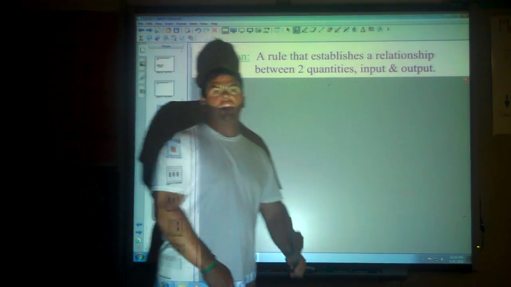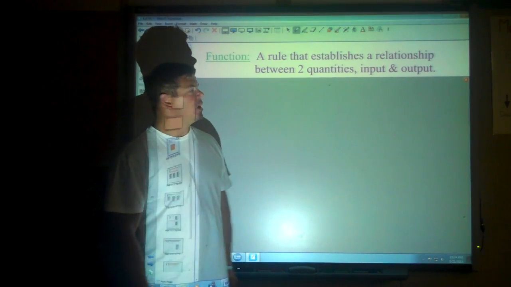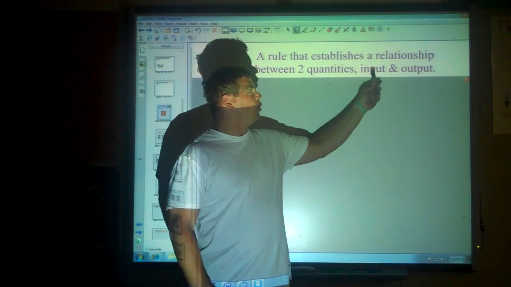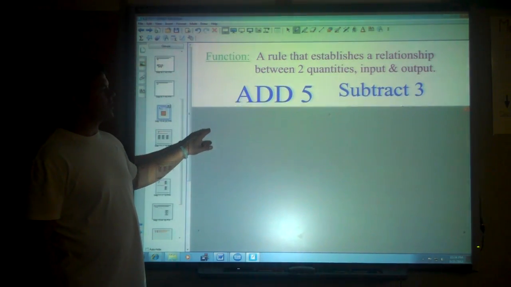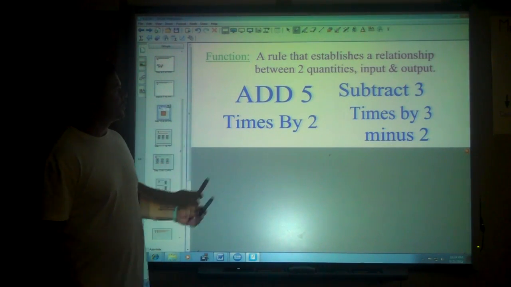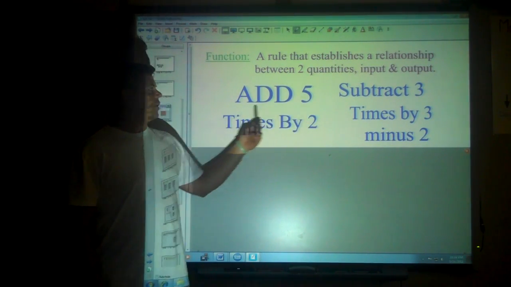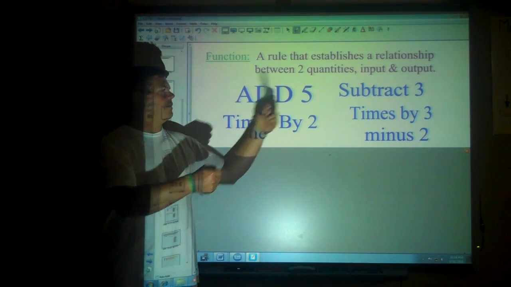Now, a relationship is just another way of saying a connection between the numbers, between two quantities, which we will refer to as our inputs and our outputs. All right? Now, I've written down here a few different possible rules. These are all rules. Like you might say, okay, I want to use the function that says add 5. That means that no matter what number I plug in, I'm going to add 5 to it.